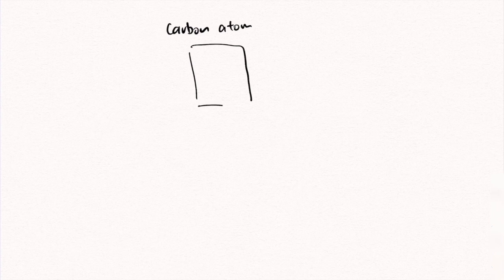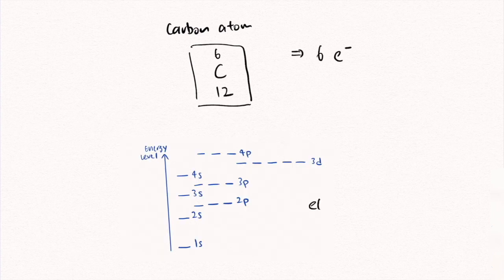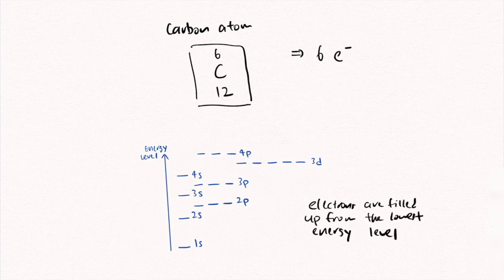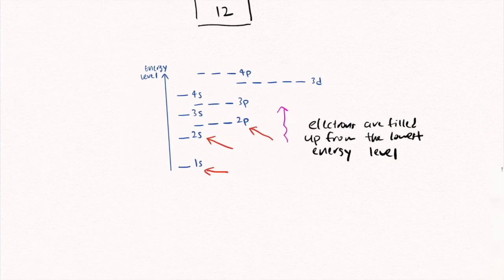First example would be carbon. A carbon atom has 6 electrons. Since electrons will always be filled up from the lowest energy level, electrons in carbon would first fill up the 1s orbital, which has the lowest energy level, followed by the 2s orbital, followed by the 2p orbital, and so on and so forth. So, since I have 6 electrons in carbon, 2 electrons will fill up the 1s orbital, which I will write as 1s2.